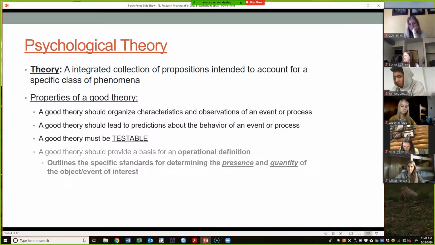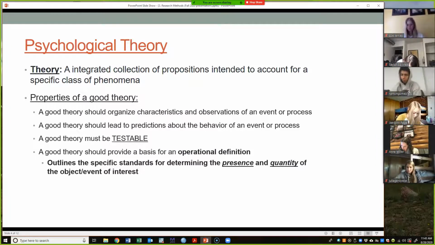Okay. So last thing that we want to be thinking about is a good theory providing a basis for an operational definition. Our operational definition tells us whether or not something is there, are we seeing it, and how much of it is there, right? So going back to that aggression example, I have a theory of aggression. My theory of aggression should give me some sort of parameters for how I know aggression is happening when I see it.